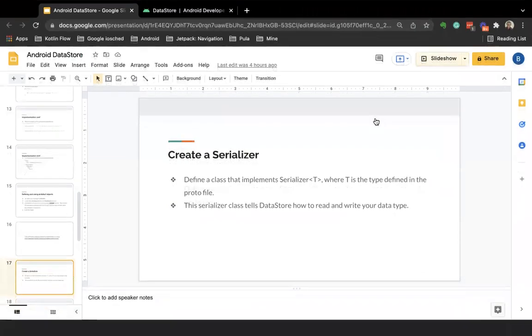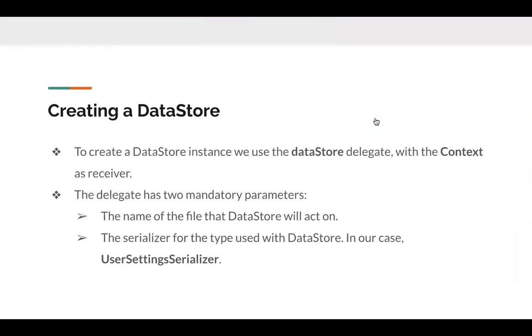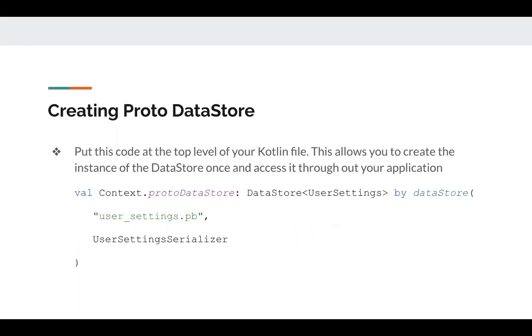Then after that, now once we have the serializer, the next thing is we can create the data store. We use the dataStore delegate with a context as receiver. It is at the top level. It's a top-level variable, so that now we can have a singleton throughout the project. And the delegate has two fields, the name of the file and then the Serializer. So let us do this.